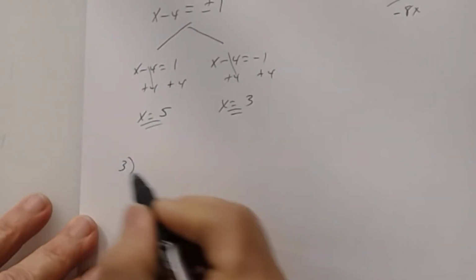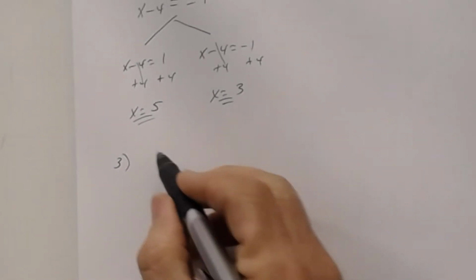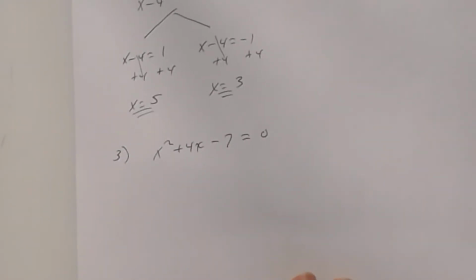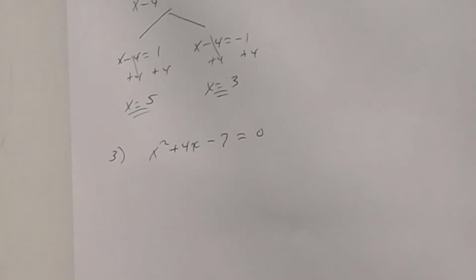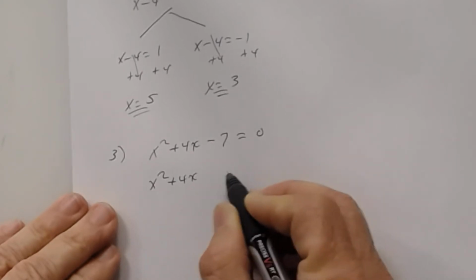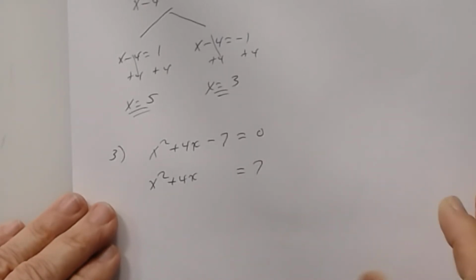All right, number 3. Suppose you had x squared plus 4x minus 7 equals 0. Step 1's already done. Leading coefficient is 1. What's the next step? Move 7. Add 7 to both sides. So move 7 over. Leave some space. X squared plus 4x equals 7.